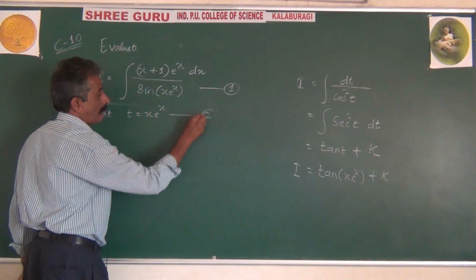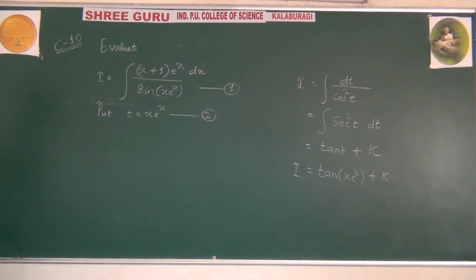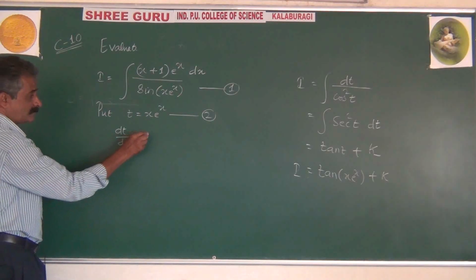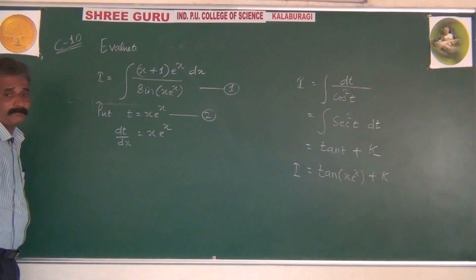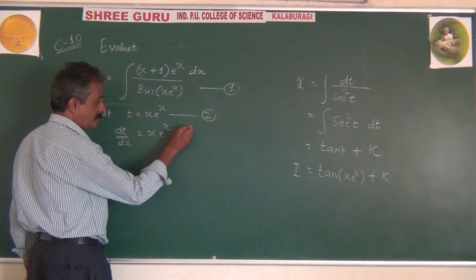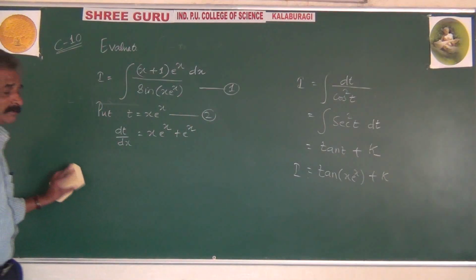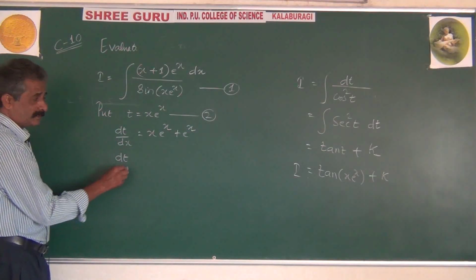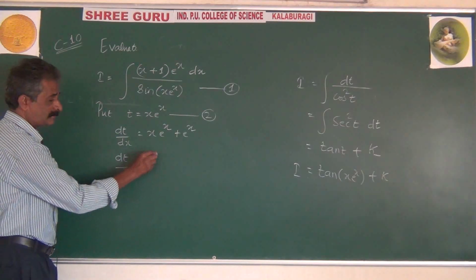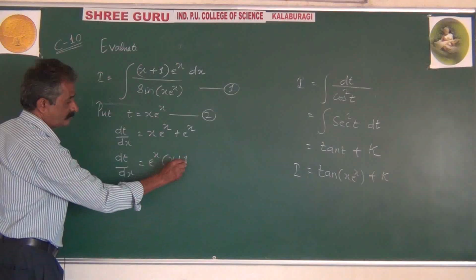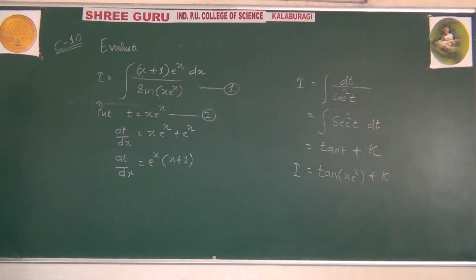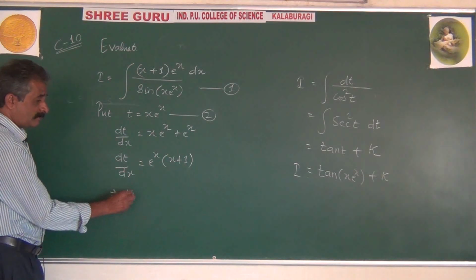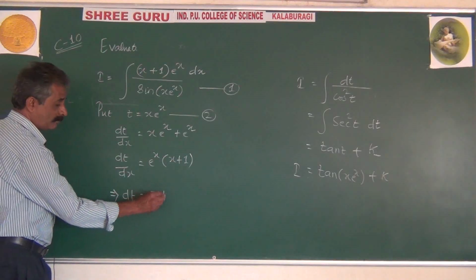Come to differentiate: dt by dx equal to, on the right hand side by the product rule, first function x into the differentiation of e power x is e power x, plus second function e power x into the differentiation of x is 1. Or dt by dx equal to, on the right hand side, what is common? E power x. How much left? X plus 1. From this only, dt becomes (x plus 1) e power x dx.